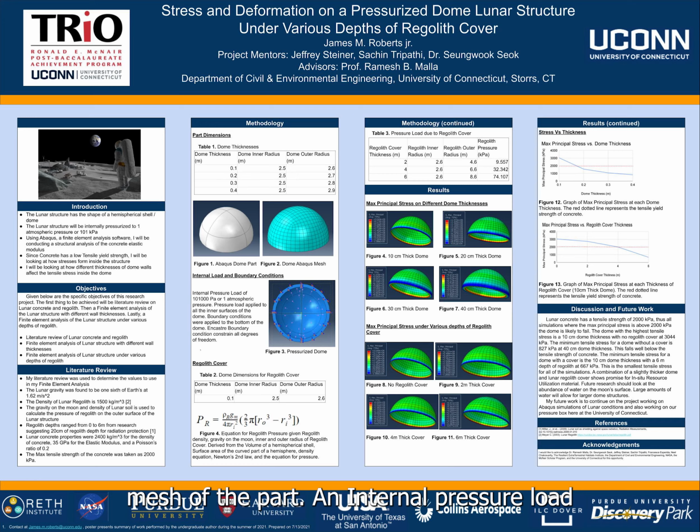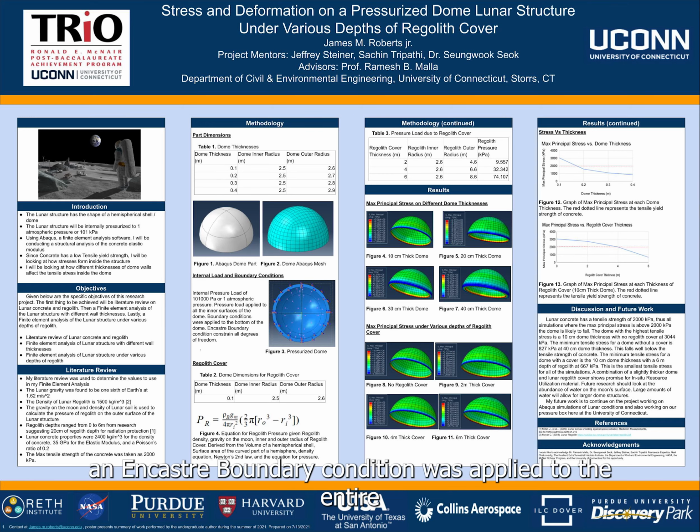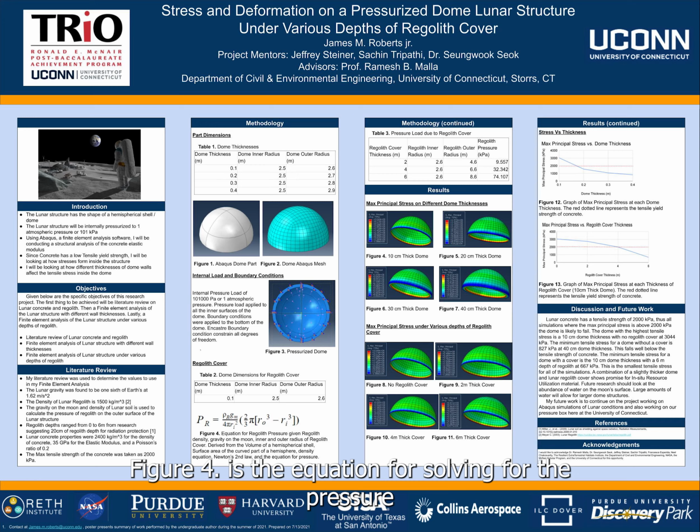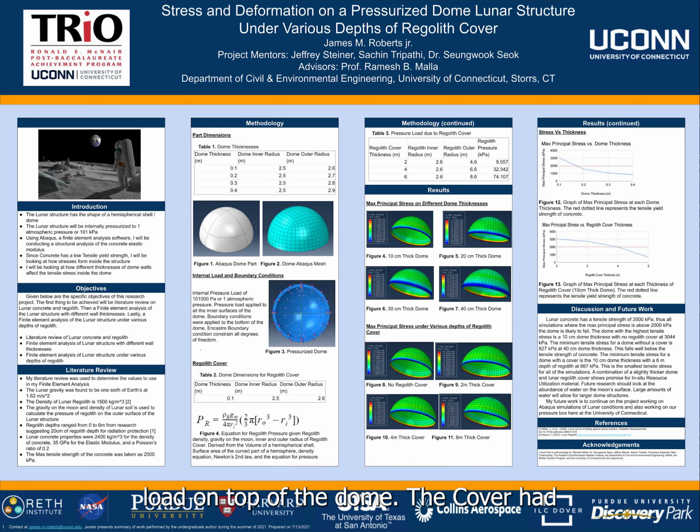An internal pressure load of 101 kilopascals, or 1 atmosphere, was applied to the inside faces of the dome, and a fixed boundary condition was applied to the entire bottom of the dome. For the simulations with regolith cover, the dome was 10 centimeters thick. Figure 3 is the equation for solving for the pressure load on top of the dome. The cover had depths of 2, 4, and 6 meters.